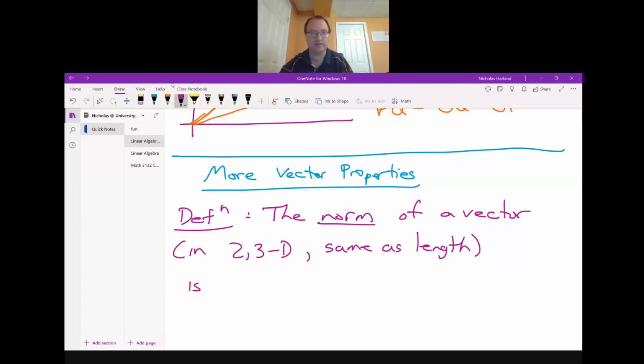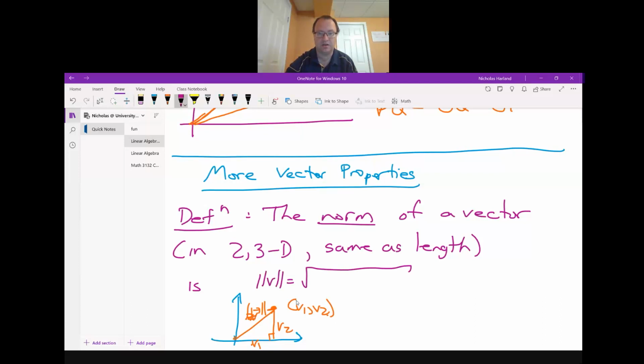So if we think about what this would be, again, we'll stick in 2 dimensions. Let's say we had a vector whose components were v1, v2. And then we can just play a right triangle game. There's v1, there's v2, and then we just use our Pythagorean theorem. Here's the length of v. And we get the length of v is going to be the square root of v1 squared plus v2 squared.